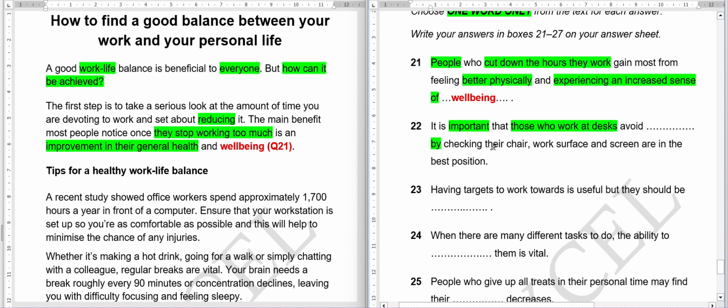Whatever they are avoiding, they should check the position of their chair, their work surface and their screen. So obviously from screen we can deduce easily that they are talking about computers, laptops or desktops, PCs, basically are in their best position. So these three things are in their best position so that they can avoid something. They can avoid fatigue, they can avoid sprain, strain, injury, something like that.